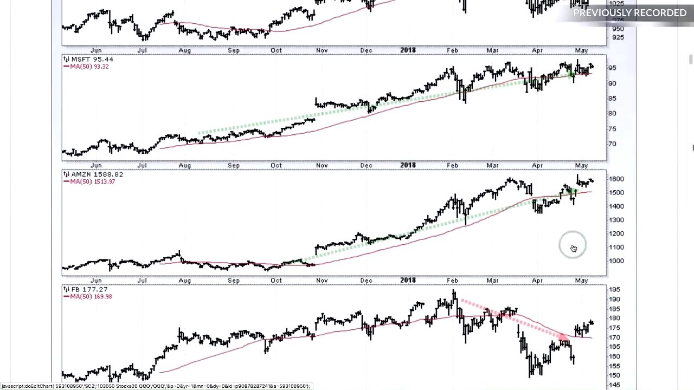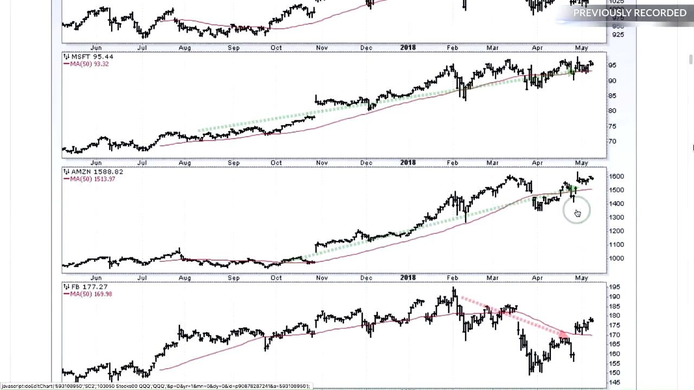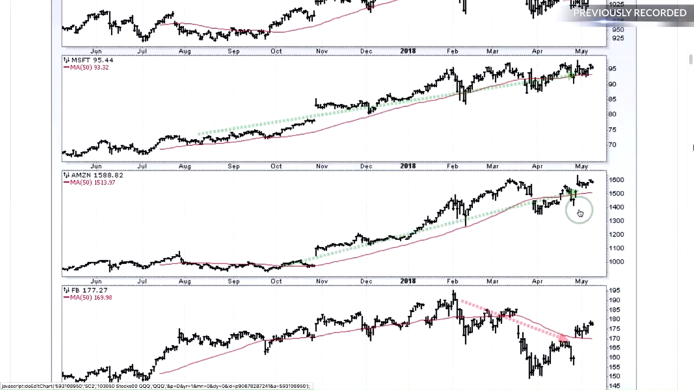Amazon, a solid uptrend as well. It hit a 52-week high there in late April. So that's doing just fine. So we can see that 3 of the top 5 are doing fine: Apple, Microsoft, and Amazon. So that bodes well for the long-term trend of QQQ.